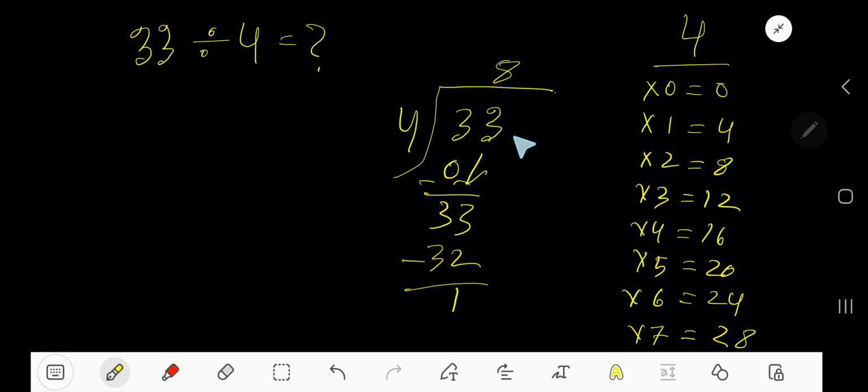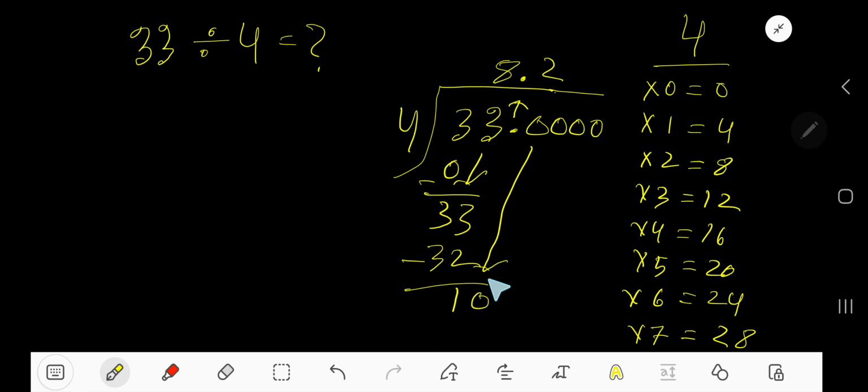If you want to write your answer in decimal form, then put a decimal here, add a number of zeros, and bring down the first zero. Before the zero there is a decimal, so the decimal must come to the quotient directly. 4 goes into 10 how many times? 3 times is 12, which is greater, so 2 times.